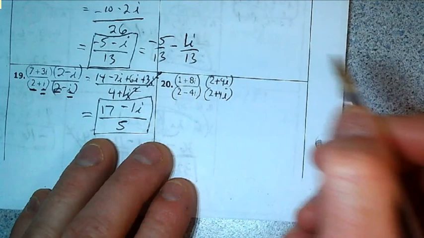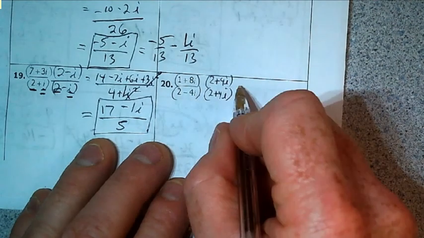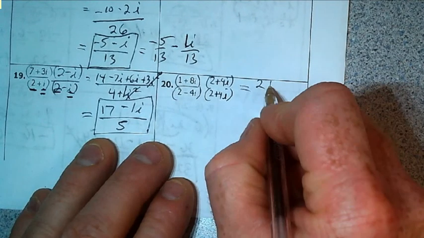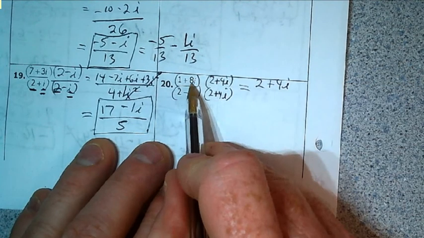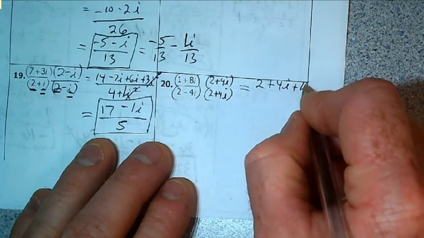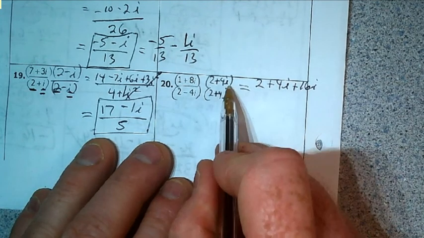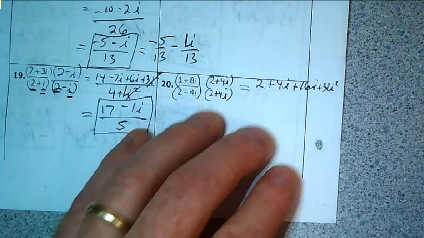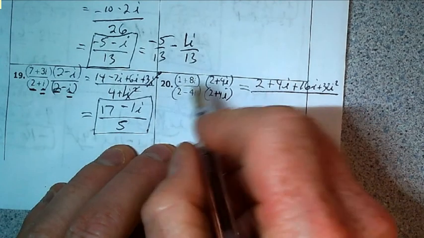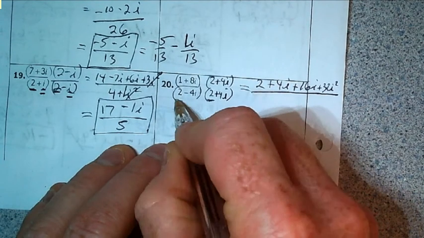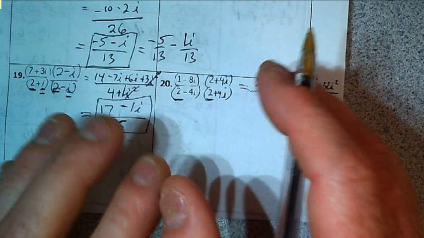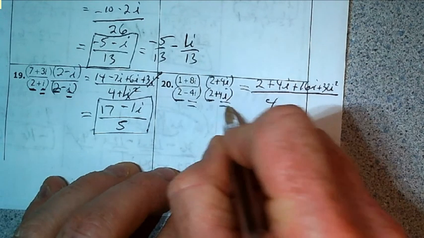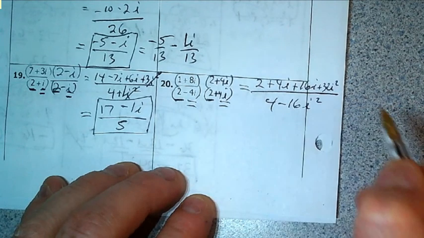So, in the numerator we FOIL. 1 times 2 is 2. 1 times 4i, 4i. 8i times 2, 16i. And then 8i times 4i, 32i squared. Alright, so the denominator, since we're multiplying a product of conjugates, multiply the first terms, you get 4. Multiply the last terms, you get negative 16i squared. Now simplify your I squareds.